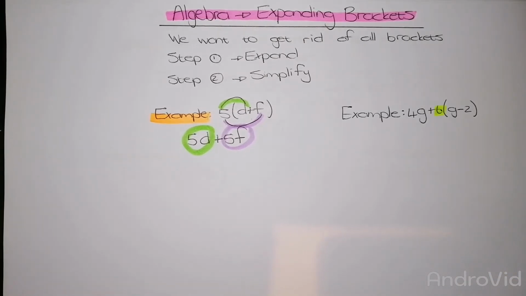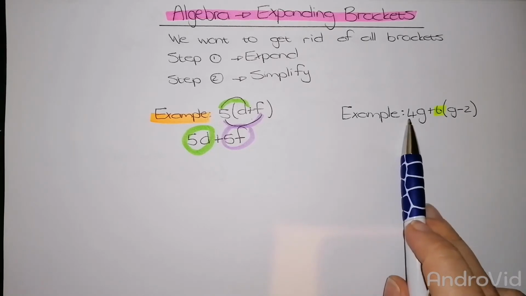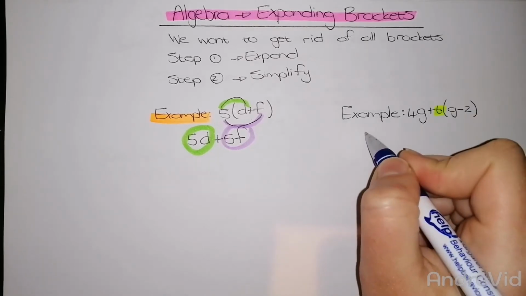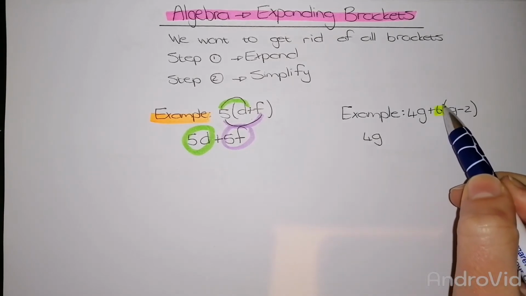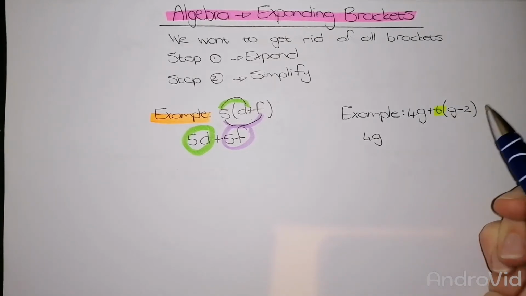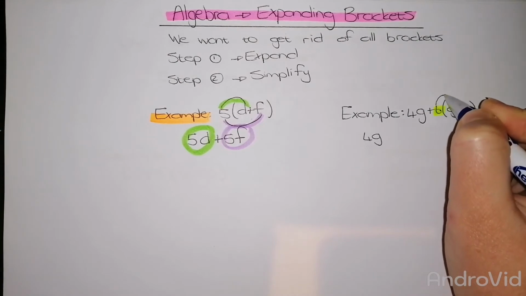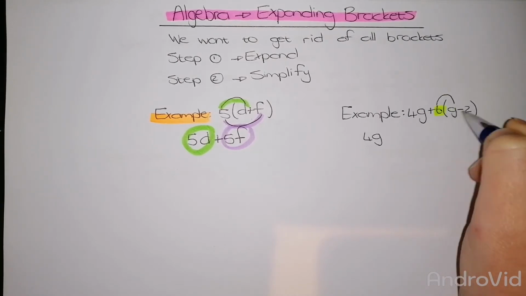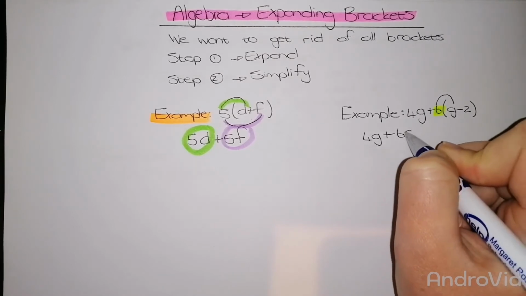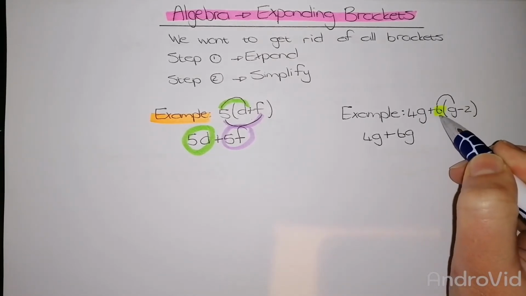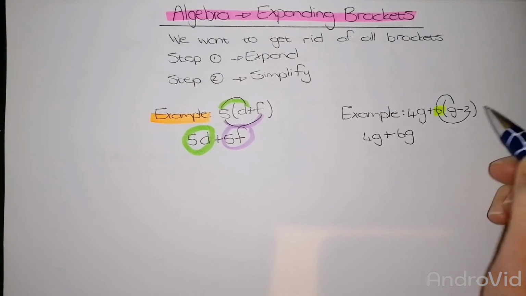For me to start off with, I'm going to write down my 4g. So I'm going to start with 4g. That one stays exactly the same. Now I need to multiply this 6 with everything inside. So I'm going to multiply the 6 with g first. 6 times g is 6g. Positive 6g. Now I'm going to multiply it with the second term.